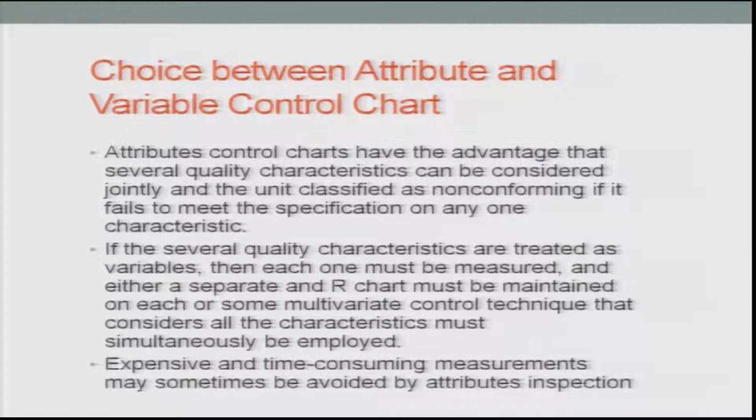If the several quality characteristics are treated as variables, then each one must be measured, and you have to take corrective actions and make decisions accordingly. Either separate X bar and R charts must be maintained on each of these variables, or a multivariate control chart should be drawn in order to understand the variations in more depth. These are expensive and time consuming measurements, which may sometimes be avoided by the attribute inspections themselves.